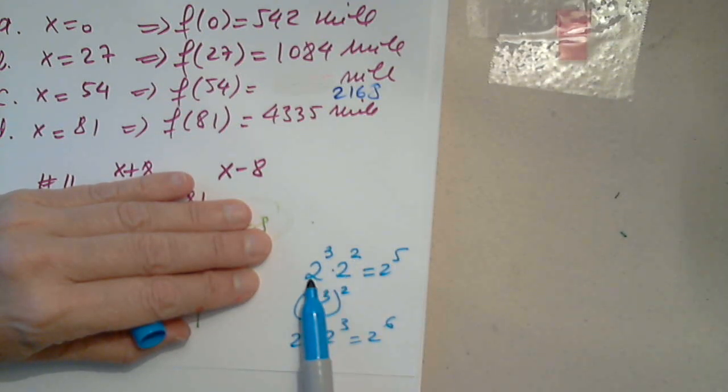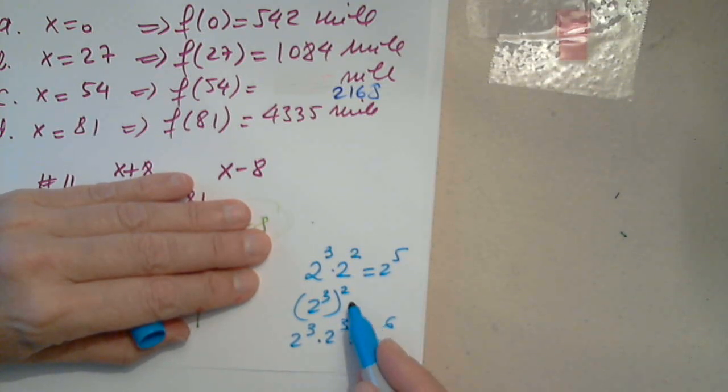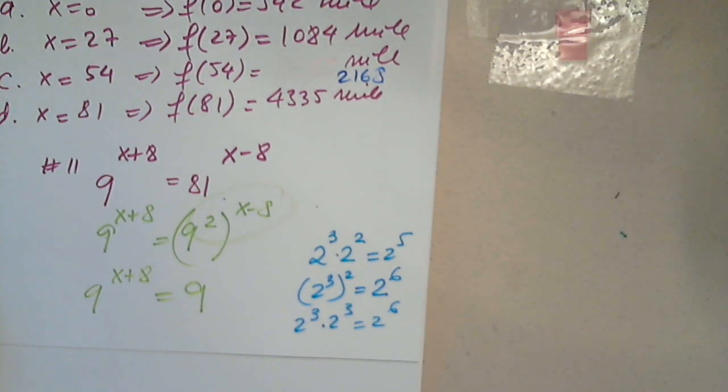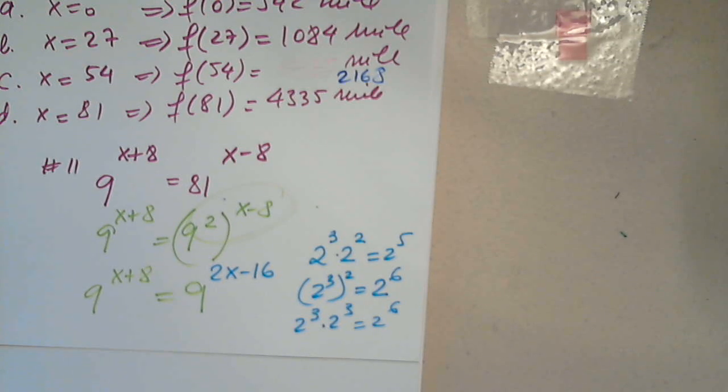So we add when we multiply. I have 3 here and I have 2 here, so I must have 5. But this one is specifically 2 to the third times 2 to the third. Now you can use this property and add, but it's easier when you copy and multiply. So this is 2x minus 16 then, because I have to distribute 2 to x and 2 to 8.